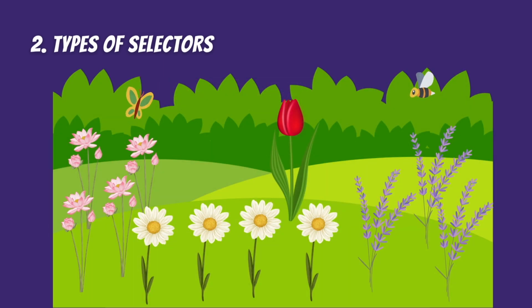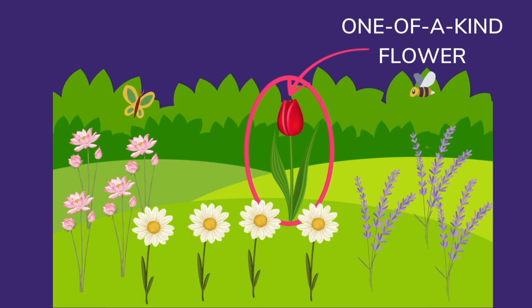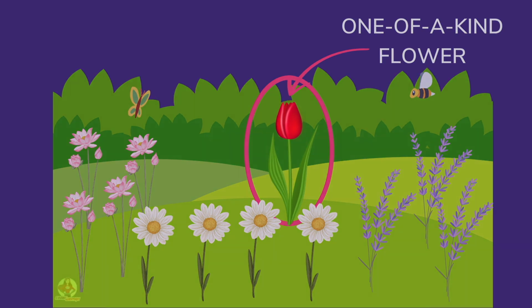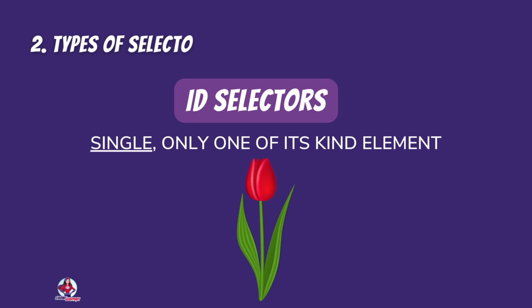An ID, however, is like a rare, one-of-a-kind flower in the garden. It stands out because of its unique appearance, and there's only one of its kind. On a web page, an ID styles a single unique element on the entire page. So, a class is like a group of flowers with similar features, while an ID is like a unique, standout flower in the garden. Alright, let's move forward.